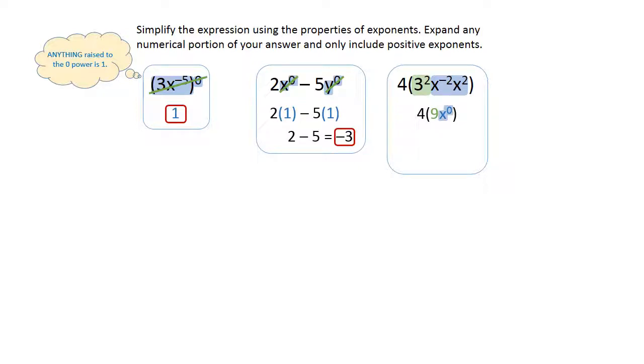In this case, that x raised to the 0 power is its own little entity. We're going to go ahead and mark that out and replace that with a 1. And then you're left with 4 times 9 times 1. Or really, the 1 can go away and you're left with 4 times 9, which is 36. 36 is the answer, the simplified answer to the third expression.